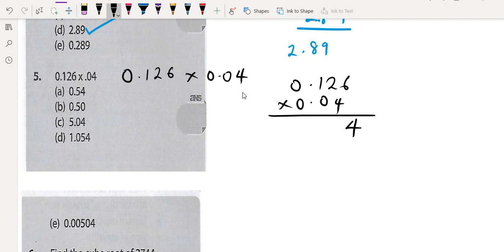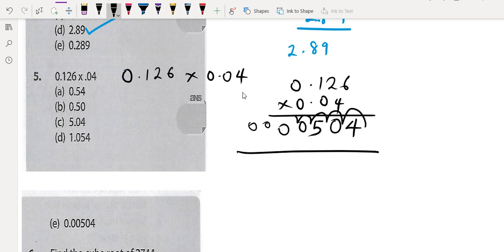Boys, I'm not hearing you. 4 times 2, 8. 8 plus 2, 10, right? Yes. Write down 0, hold. 4 times 1 plus that one. 0. So how many decimal places now? 1, 2, 3, 4, 5. So what's the answer, please? 0.0504. Okay.